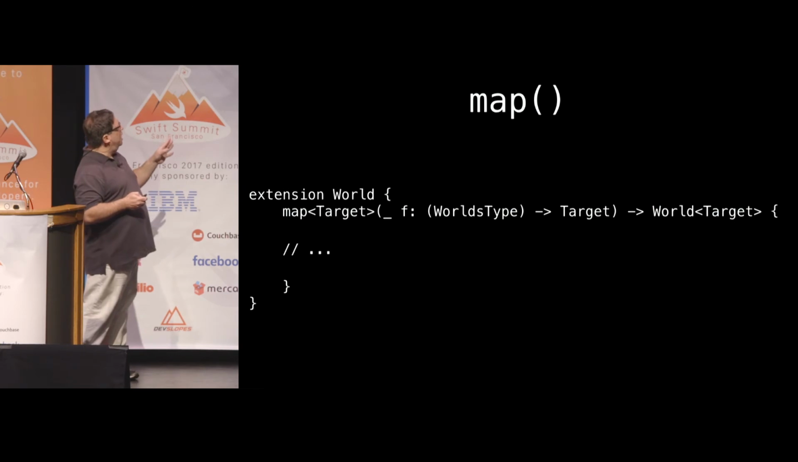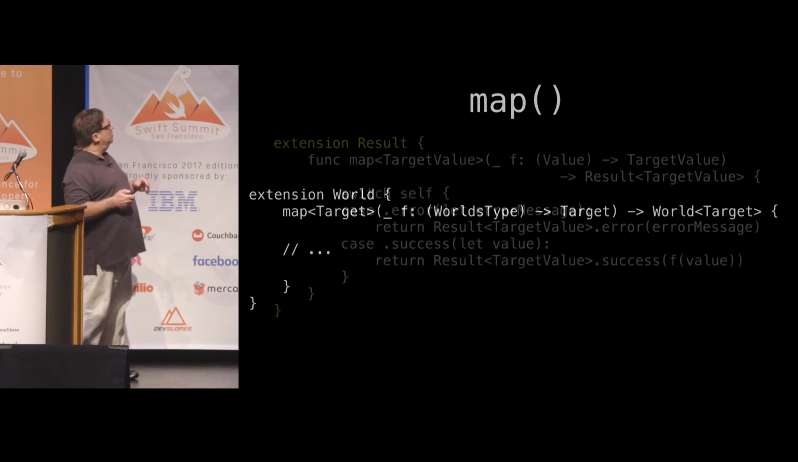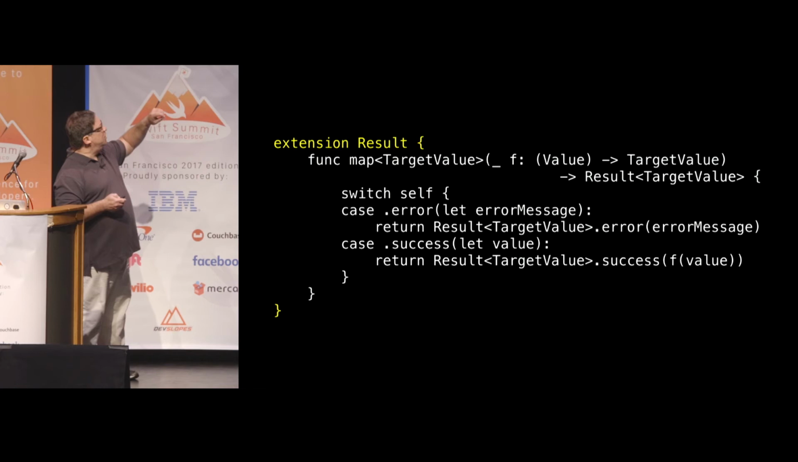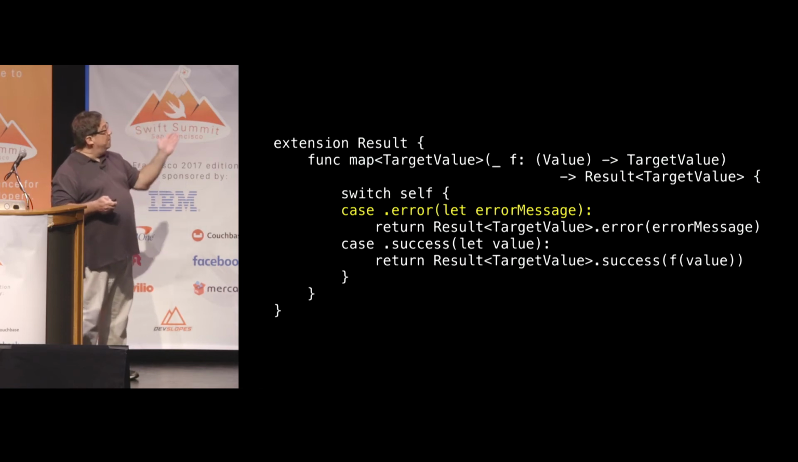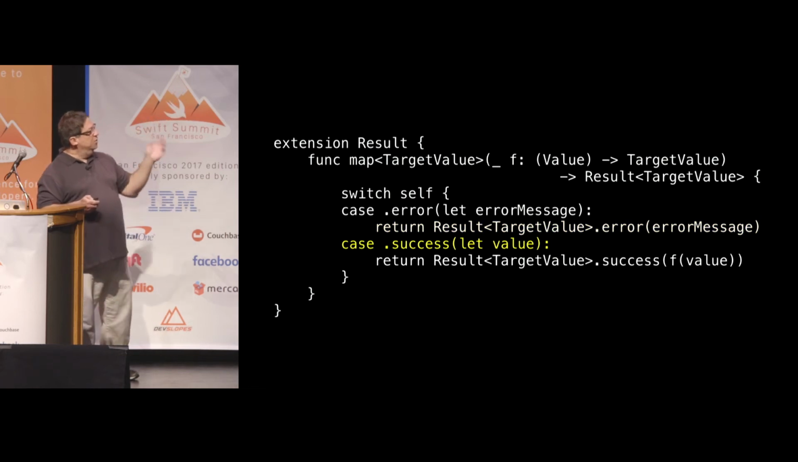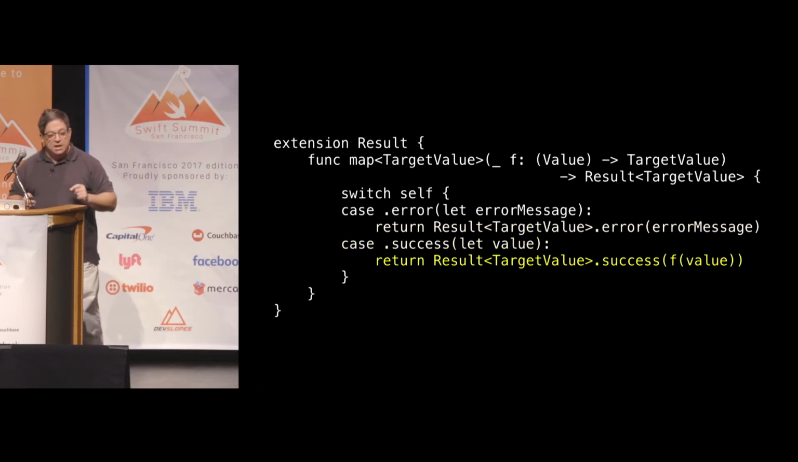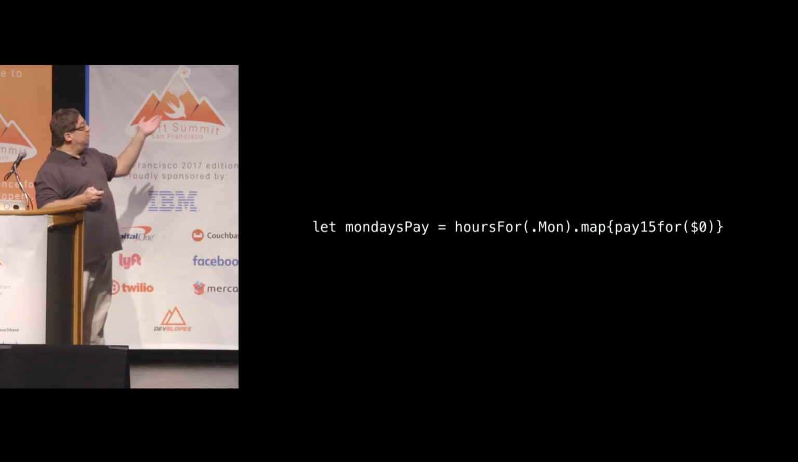So this was my general shape. How do I adapt that to result? I say, well, the extension of result is going to have a map in it. The map is going to take some target value using a function that takes the value over, and I'm going to get this result, and it's just what you think it should be from optional. If I have an error, I'm just going to map my error across, and if I'm successful, I'm going to apply my function to that value and get the success for that function, and now life is so much easier. Monday's pay is just hours for Monday, map using that pay function. Oh, and $0 for bonus.